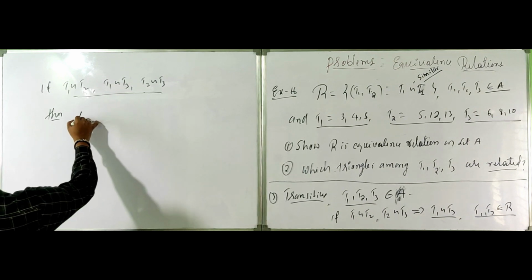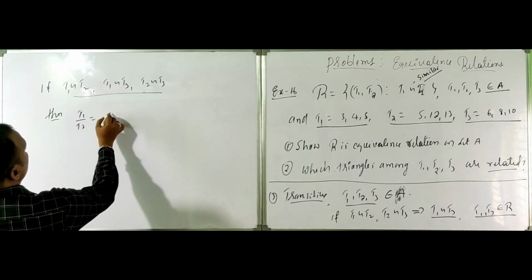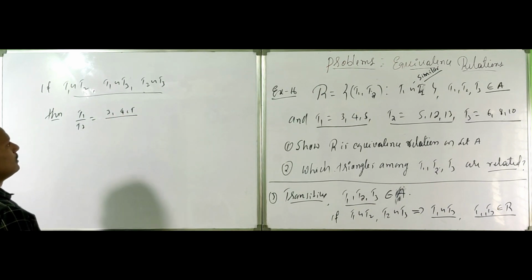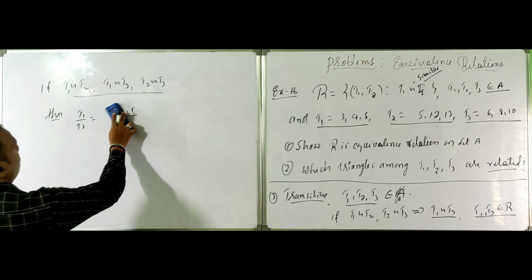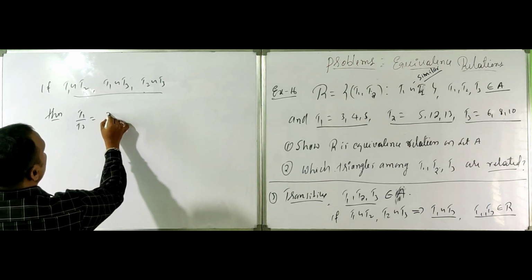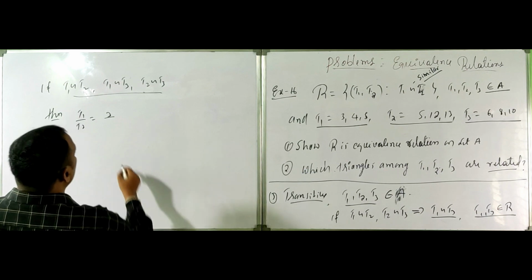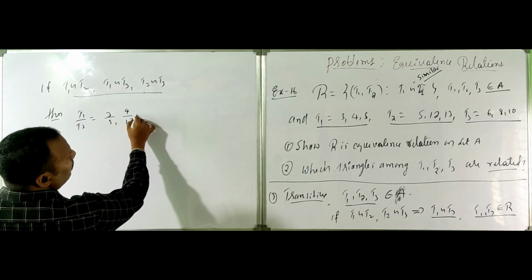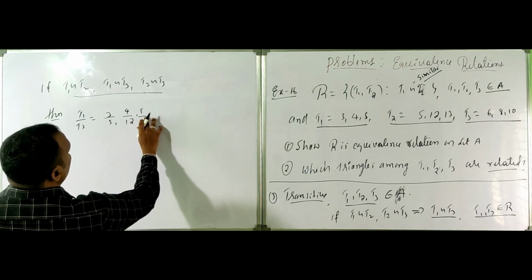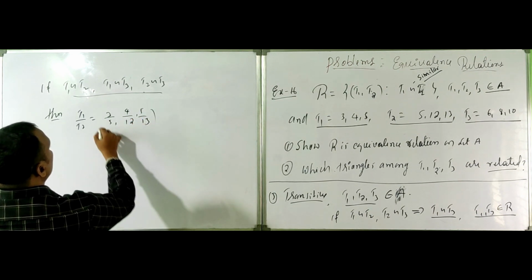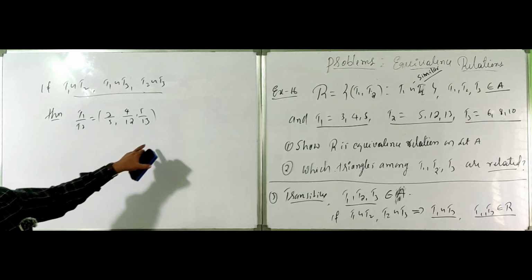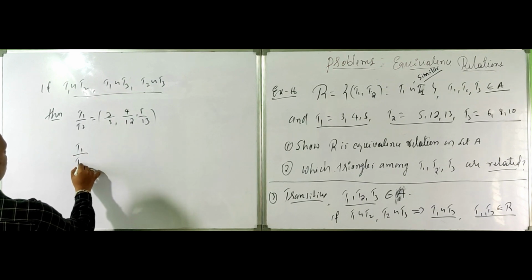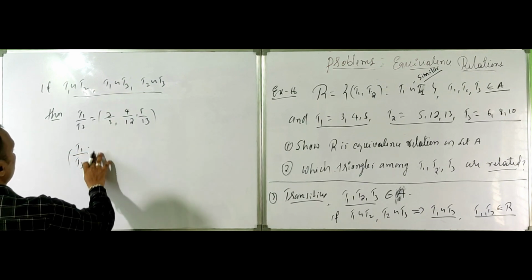Okay, I am taking T1 by T2. T1 is 3, 4, 5 divided by T2, the corresponding parts: 3 by 5, 4 by 12 and 5 by 13. So here I am not seeing any common ratios. Again I am taking T1 and T3.